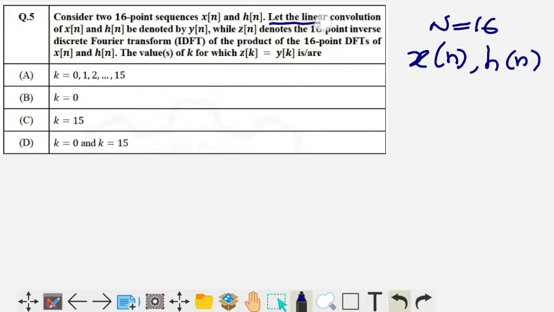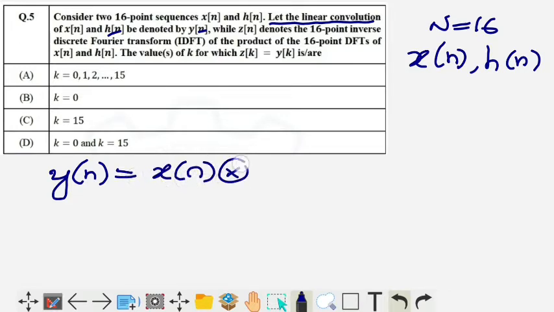Let the linear convolution of x of n and h of n be denoted as y of n. So it is saying y of n is the linear convolution between x of n and h of n. So this is y of n. This is the linear convolution.